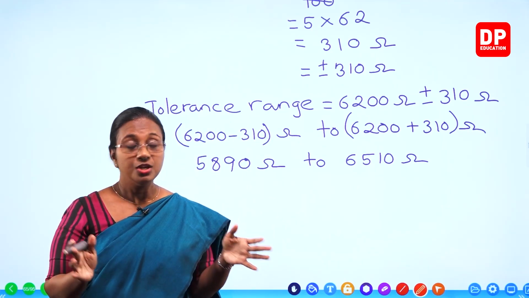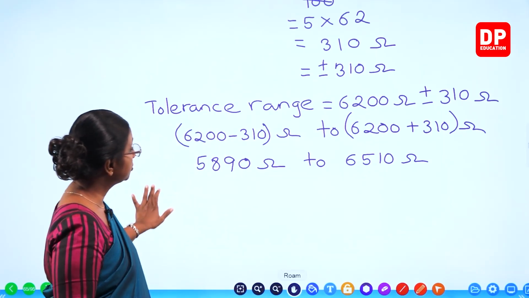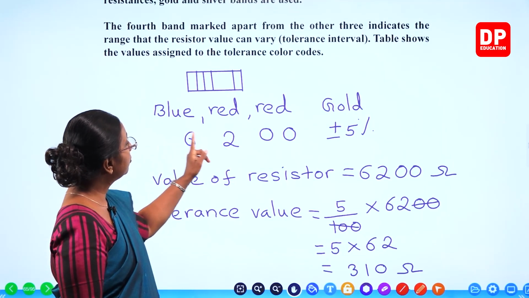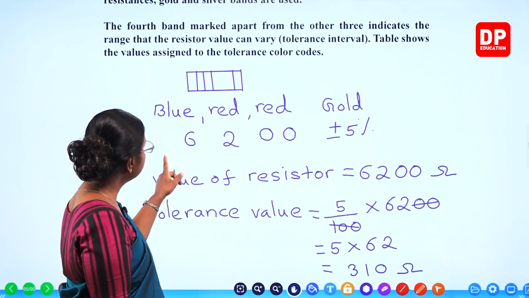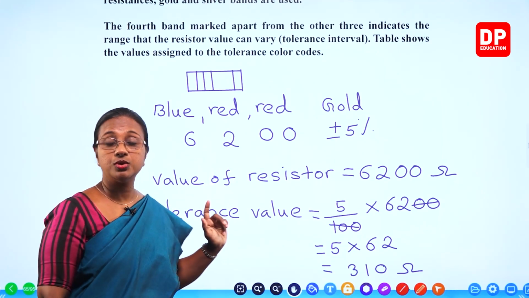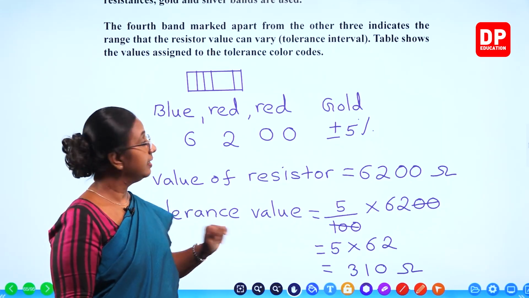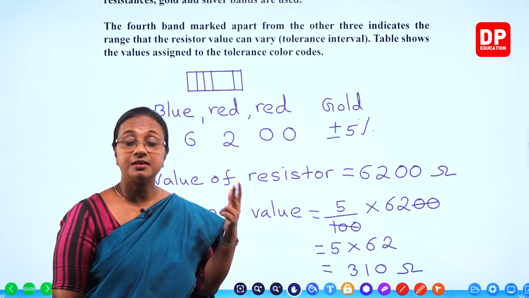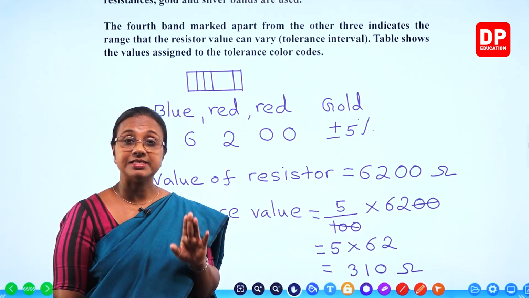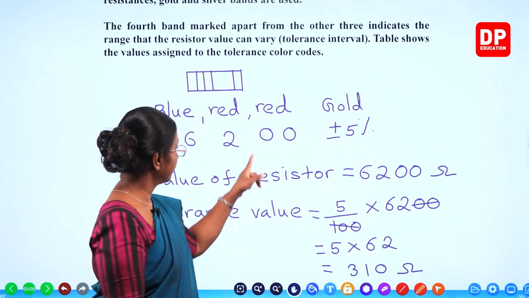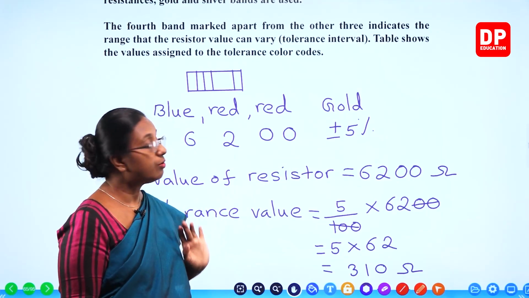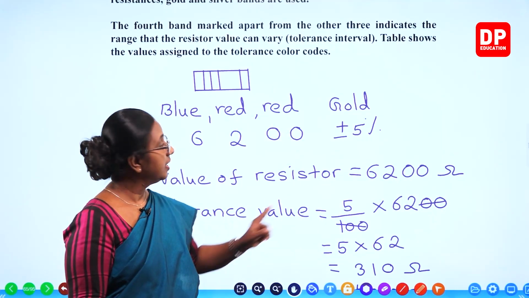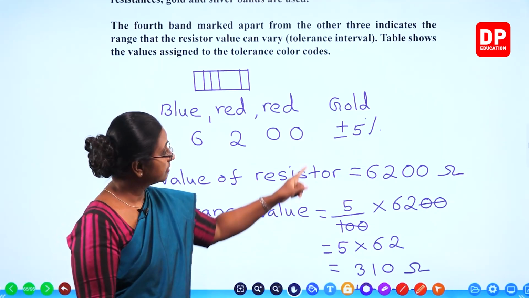That is the range. So if you have this resistor, what I showed you all here, the color codes are like this: blue, red, red, gold. In this you find the values of the first two colors and write the number directly. Then for the third color, you write the zeros. Because it is red, it corresponds to 2, 10 to the power of 2, that is 100. So you write 2 zeros, like this. So you get the value of the resistor from the first three colors, 6200 ohms. Then the fourth color is for the tolerance, 5%.